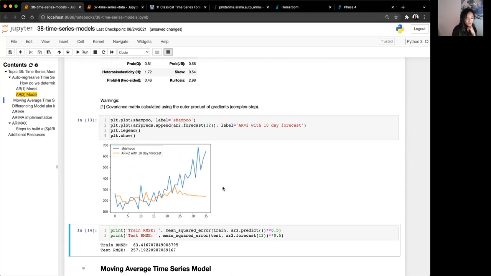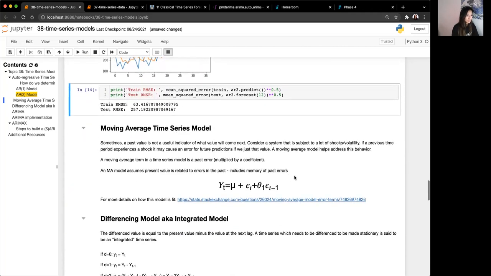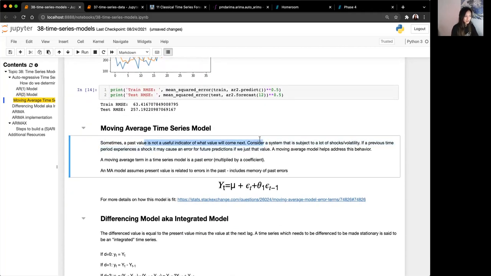All right, so it turns out that using just the prior 1 to 2 days of data is not enough. What is something else that we can use? Let's look at moving average models, or MA terms. So sometimes a past value is not a useful indicator of what will come next. Consider a system that is subject to a lot of shocks and volatility. If a previous time period experiences a shock, it may cause an error for future predictions if we just use that value. So a moving average model actually does help to address that behavior.